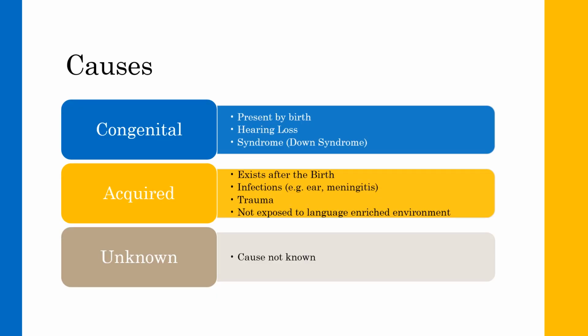Speech and language disorders exist because of congenital causes, acquired causes, or unknown. Congenital means that the child was born with this disorder. Maybe the child was born with hearing loss or syndrome. Acquired means when the child or individual develops this disorder after the birth, maybe due to infections, trauma, or the child was not exposed to language-enriched environment. Most of the time, we don't know the cause, so it's unknown.